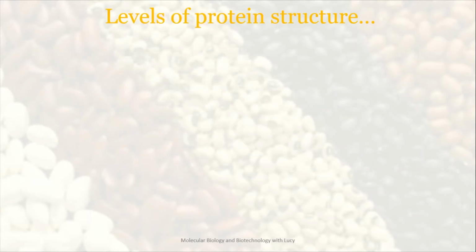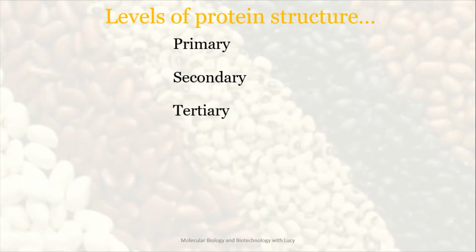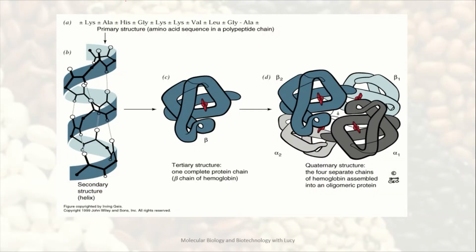Proteins have different levels in their structures. The first one is the primary structure, followed by the secondary structure, then the tertiary structure, and finally the quaternary structure. Now, let's go a little bit deeper. First of all, the primary structure is the sequence of the amino acids that are linked together by the peptide bonds. Then comes the secondary structure, which can be the alpha helix structure or the beta pleated sheet. The tertiary structure is considered the three-dimensional shape of a protein.